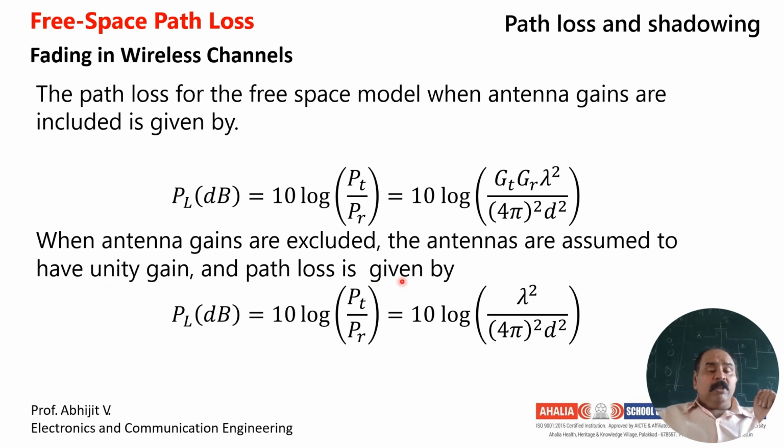When we exclude the antenna gains, the antennas are assumed to have unity gain. That is, we are assuming that GT and GR are equal to 1. In that case, we get the linear path loss PL in terms of dB equal to 10 log of lambda square by (4 pi) square d square. This is the answer to the question: derive the linear path loss in a wireless communication system, PL in terms of dB. Is that clear? Can we go to the next?